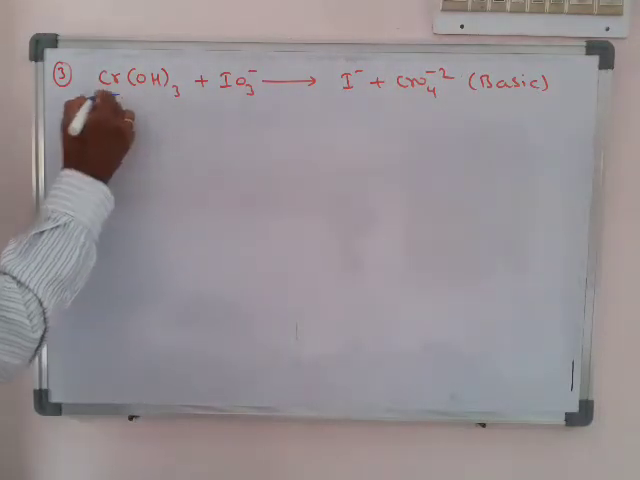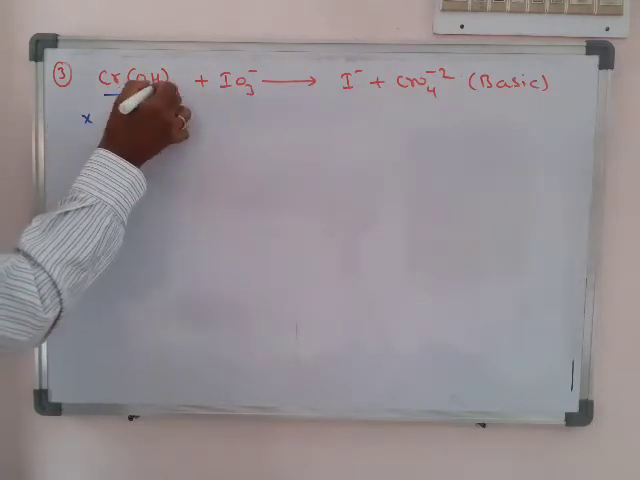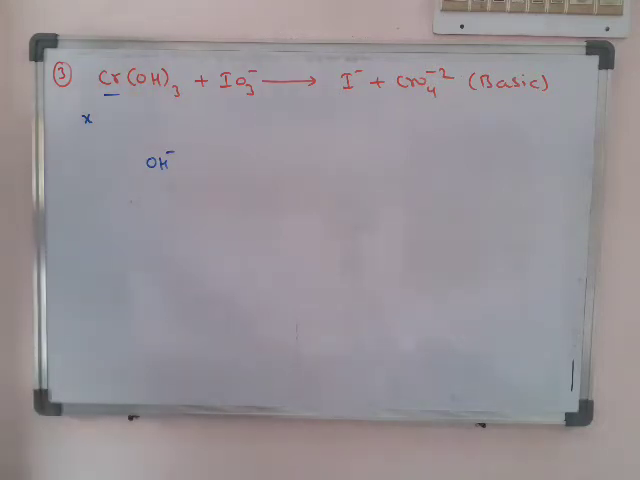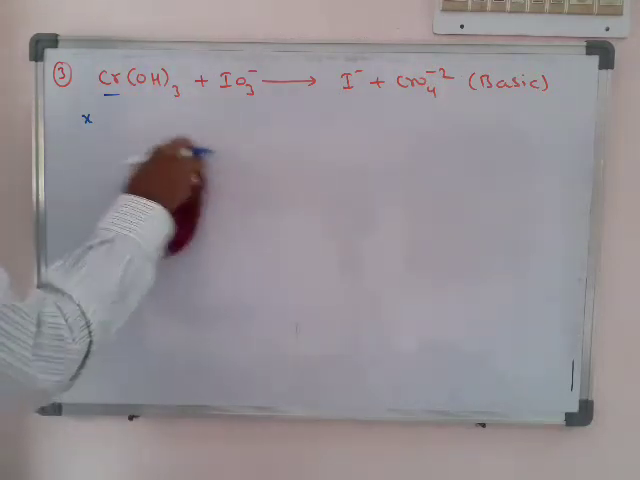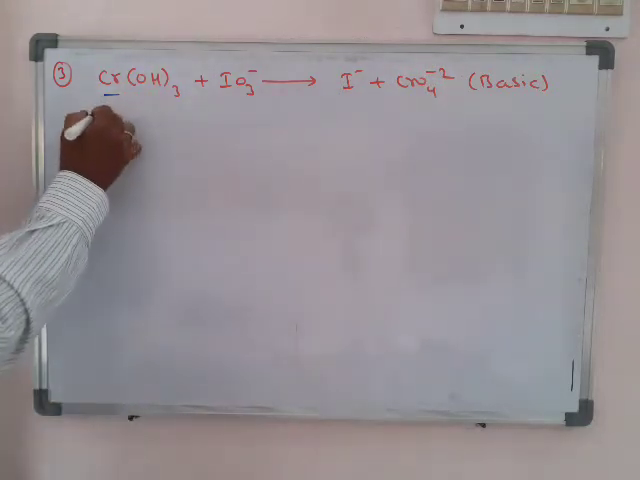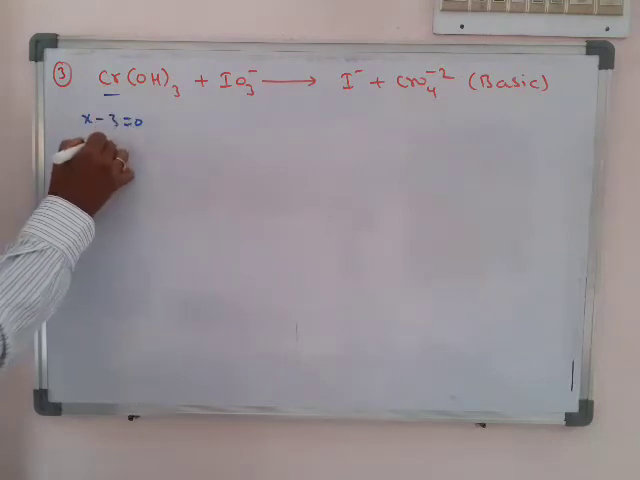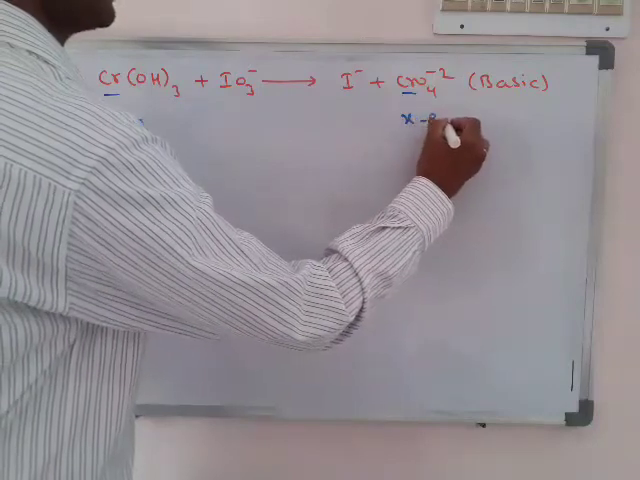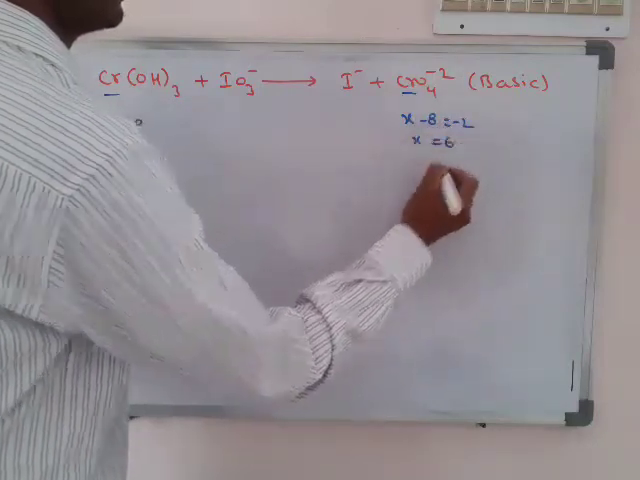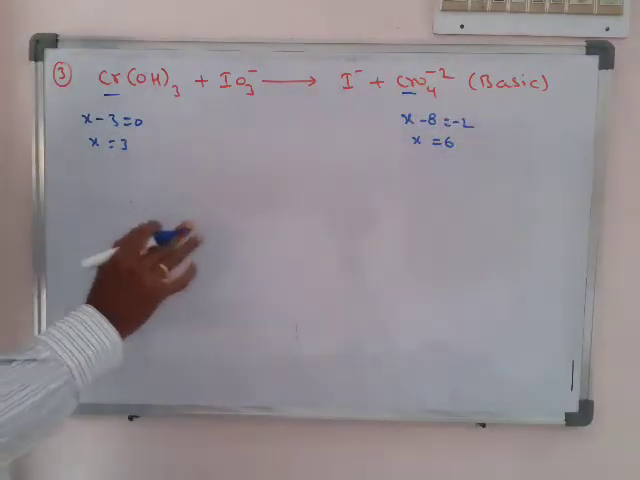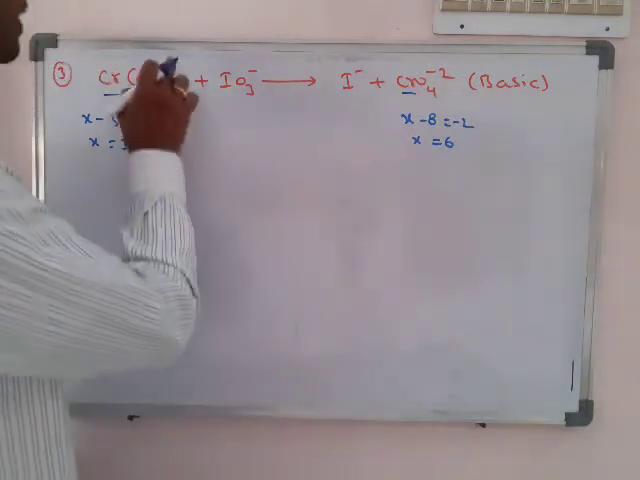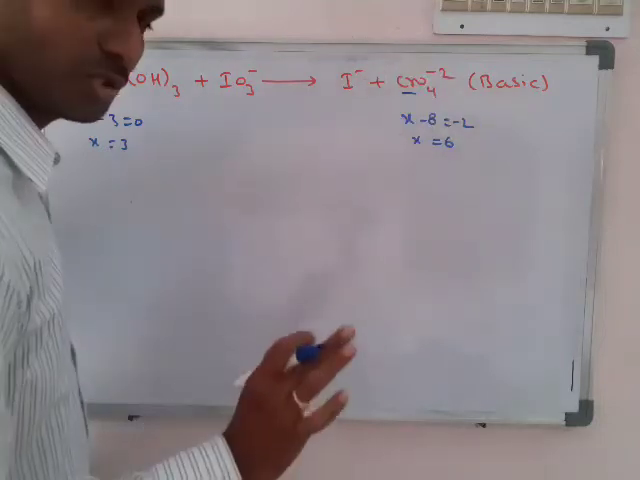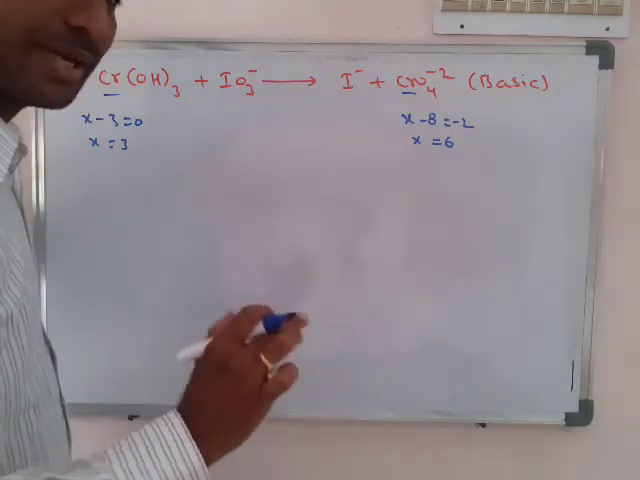so see the chromium. Chromium X, what is the OH minus? Hydroxide ion is OH minus, as we know from the radicals. So X minus 3 equals overall 0, X equals 3. Here chromium X minus 8 equals minus 2, X equals 6, chromium 6. Some students get confused here: the overall charge is not 0, it is minus 2. Just because it is reducing, it is not like that. We have to compare a single element.